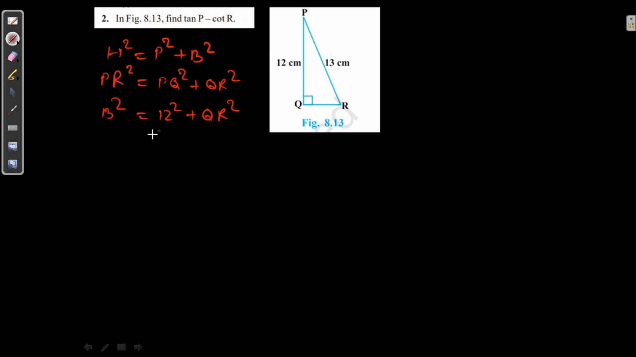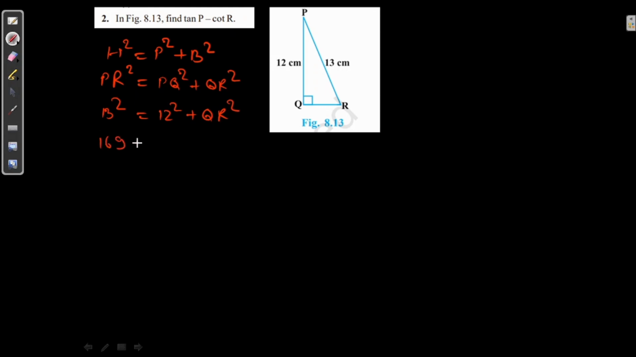In triangle PQR, I am directly applying the Pythagoras theorem. What is the Pythagoras theorem? Hypotenuse square is equal to perpendicular square plus base square. What is the hypotenuse? The side which is opposite to the right angle. It is PR. I know it is 13, but I am writing just PR for now. Perpendicular, anyone you can take now. I am taking PQ. And base, let's say it is QR. The value of PR is 13, the value of PQ is 12. I need to find QR.